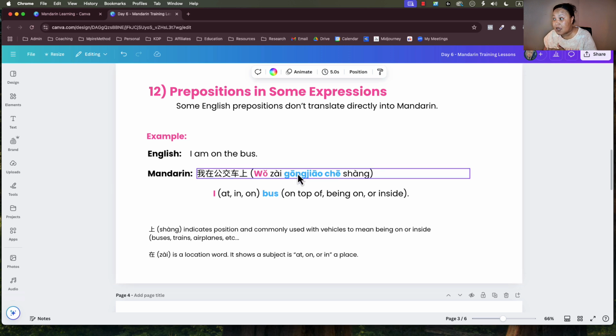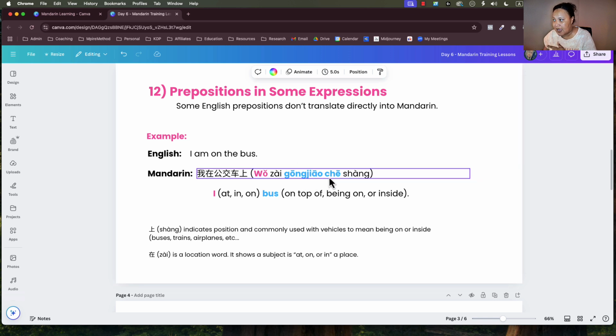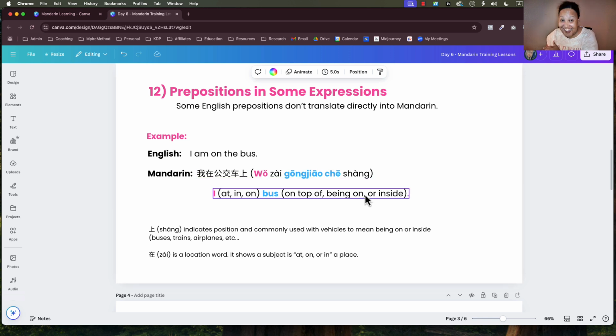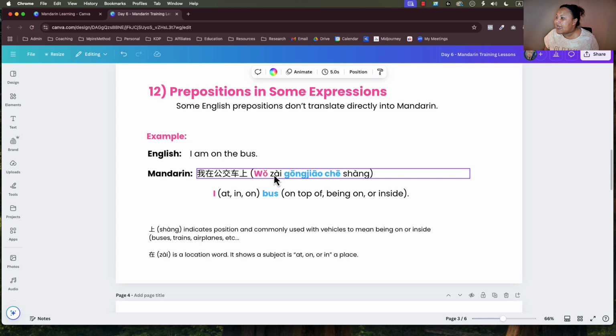Gong. It could be gong jiao. Gong jiao. Gong jiao. Right? So now zai, they use for location base.